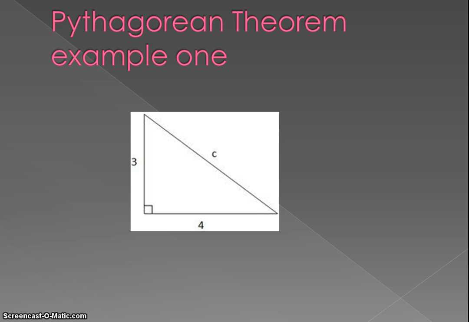1 times 1 equals 1, 2 times 2 equals 4, 3 times 3 equals 9, 4 times 4 equals 16, 5 times 5 equals 25. So we can stop now because we know that c equals 5.